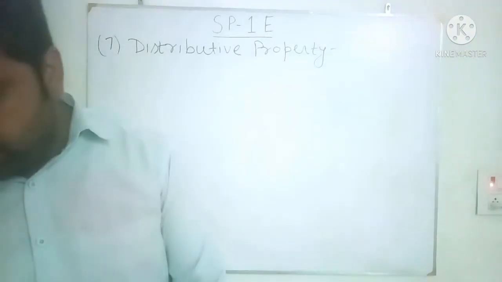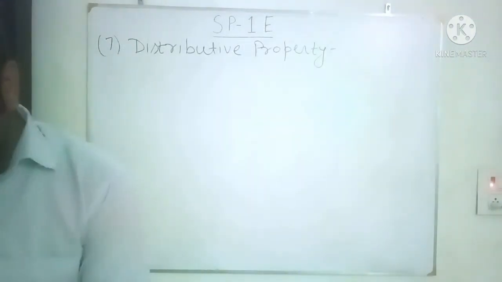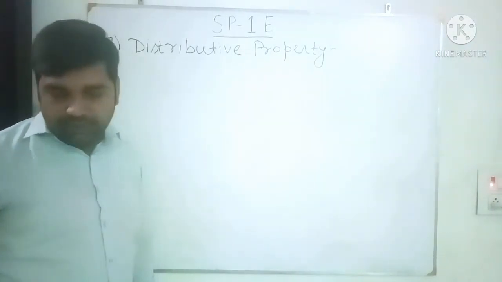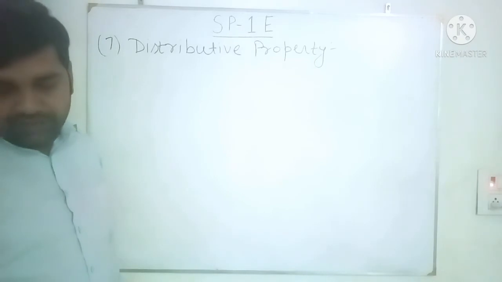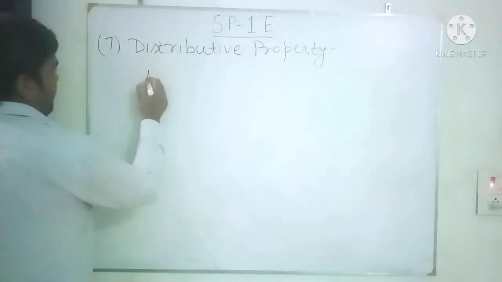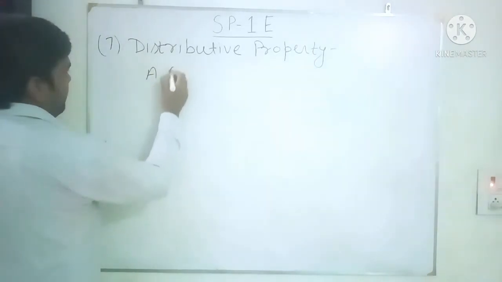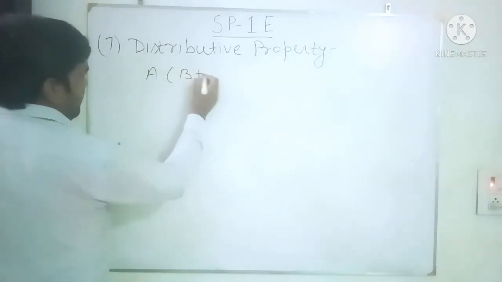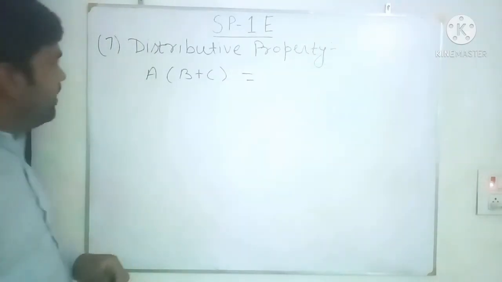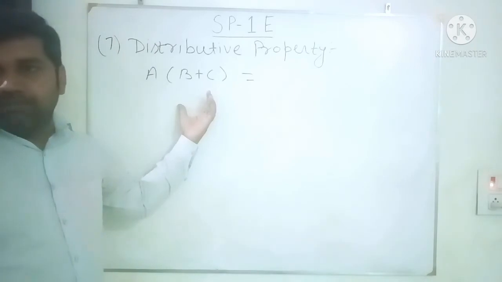Distributive property means the product of a number with the sum of two numbers is the same as the sum of the product of each of the numbers with the multiplier. Example: a multiply (b plus c). This is called the distributive property of multiplication.